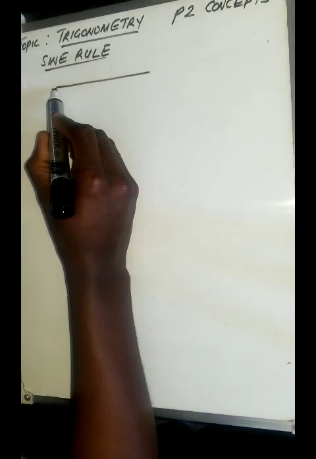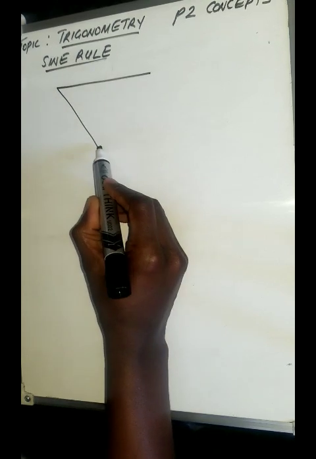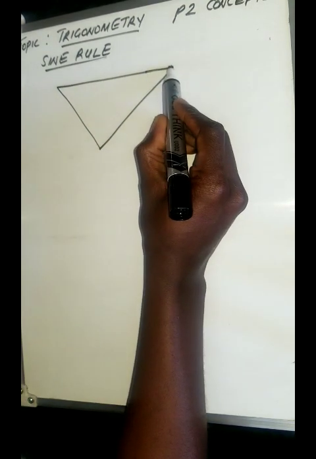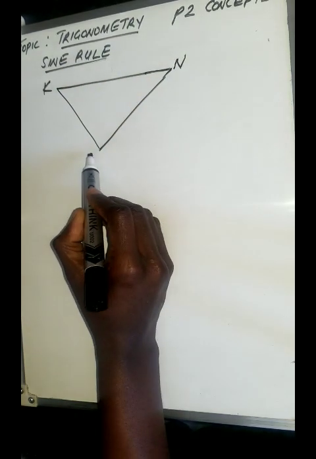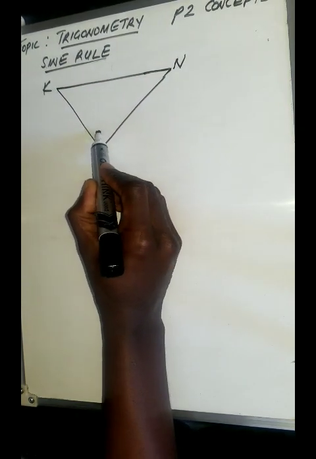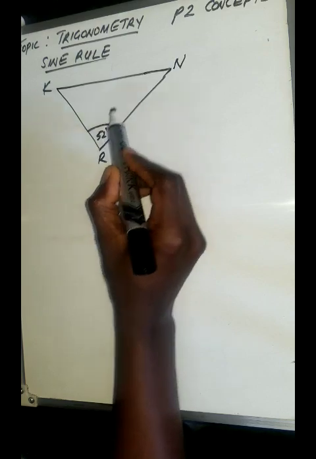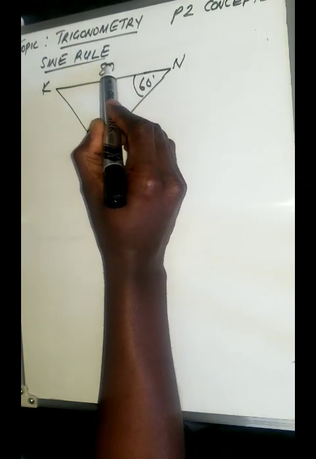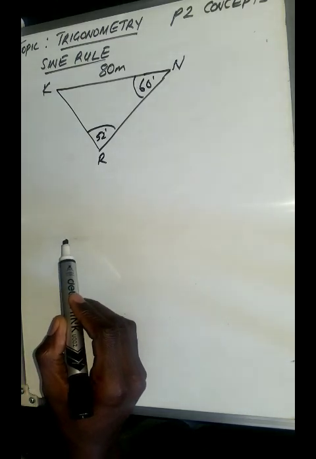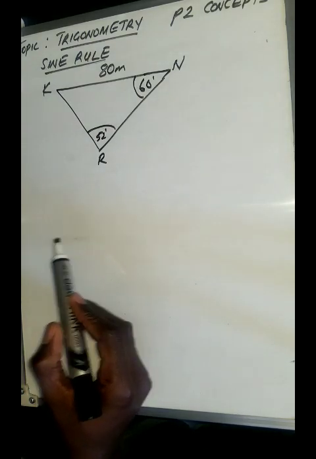Okay, let's say I've got a triangle there, with vertices K, N and R. I give you this angle to be 52 degrees. Then I tell you that this angle there is 60 degrees. I give you that this side is 80 meters. Then what do I tell you?